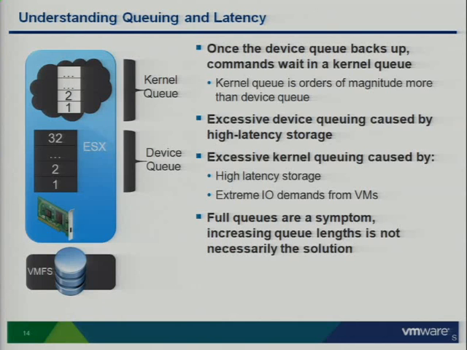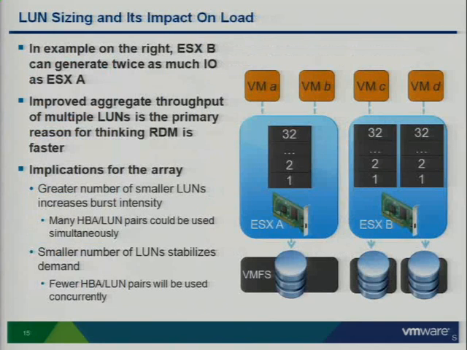Well, usually what does that mean? Most of the time it's because the array is slow, there's something going on with the storage configuration, it's not servicing IOs fast enough. By correcting that, it will drain the device queue faster, and that means things will come off the kernel queue. Very, very rarely you need to make some modification to the ESX device queues, but that is a last resort, not a first.